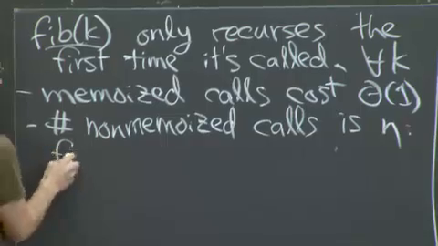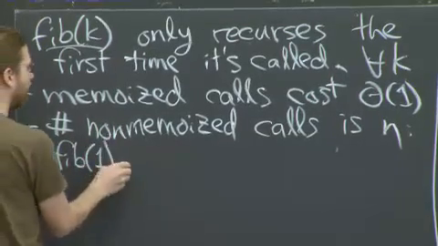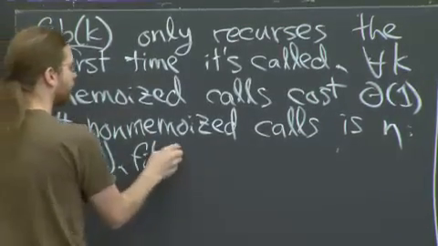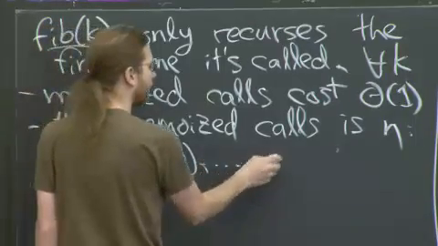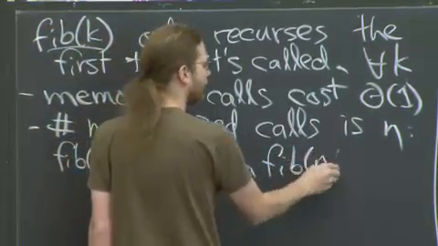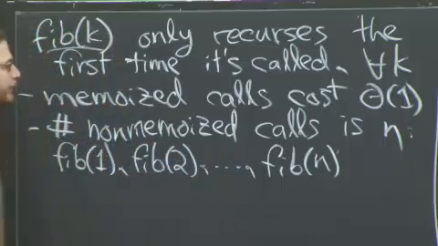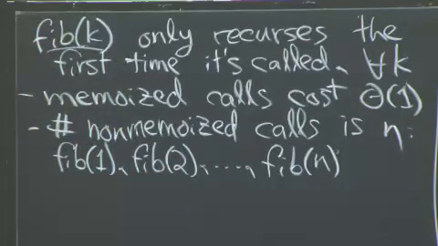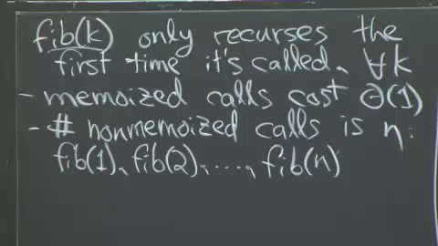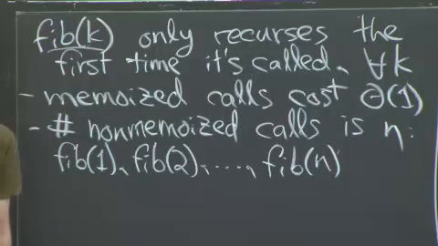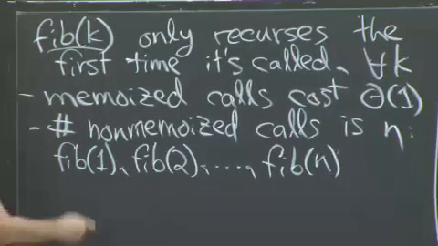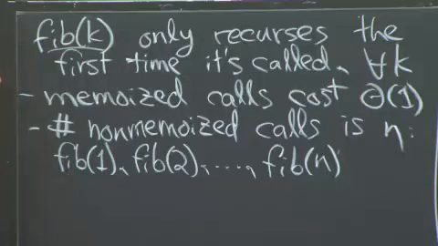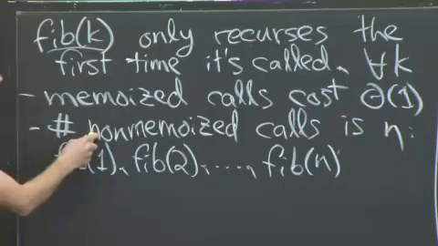We are going to call Fibonacci of 1 at some point. We're going to call Fibonacci of 2 at some point. And the original call is Fibonacci of n. All of those things will be called at some point. That's pretty easy to see. But in particular, certainly at most this, we never call Fibonacci of n plus 1 to compute Fibonacci of n. So it's at most n calls. Indeed, it will be exactly n calls that are not memoized.